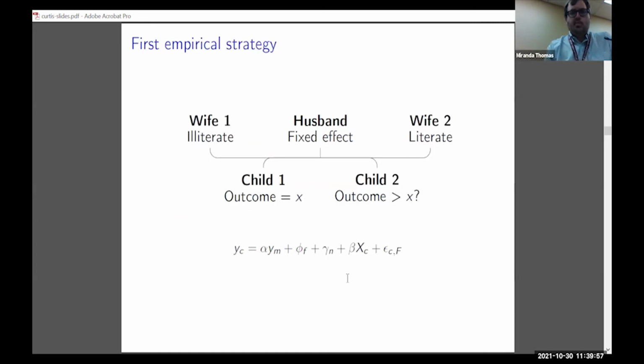So here I have two empirical strategies. The first one is I'm using remarriage, and I'm going to have a fixed effect for one of the parents. So the idea here is perhaps a husband has remarried and his first wife is illiterate, the second wife is literate. Do the children of the second wife have better outcomes than the children of the first wife? And here I'm not going to always look at the first wife being literate, the second one illiterate. I look at it the other way around too.